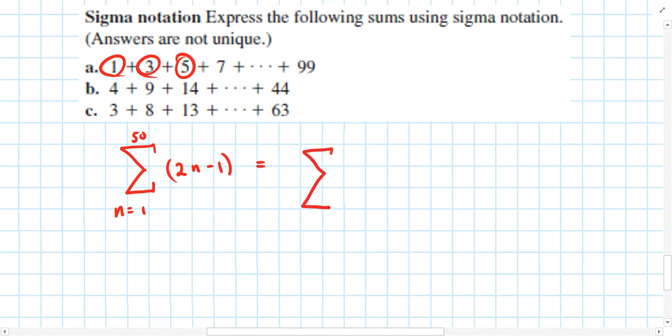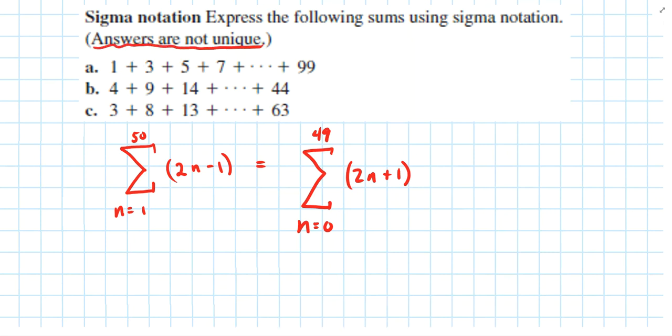Another one that would also work is this summation. What if we said from n equals 0 up to 49? Then couldn't we say 2n plus 1? Because 2 times 0 plus 1, well, that gives me 1. 2 times 1 plus 1 is 3, and then 5, and so on. And then ultimately up to 2 times 49 plus 1, that lands us at 99. So this summation notation works as well. And that's part of the reason why we say that our answers may not be unique.